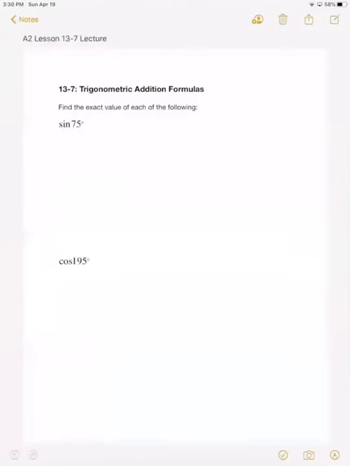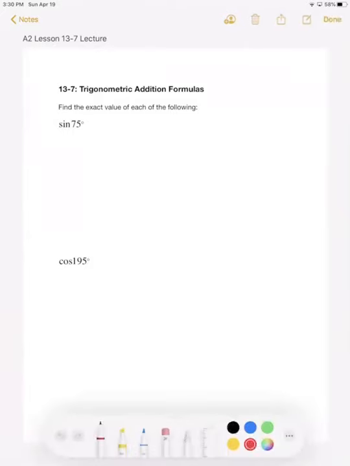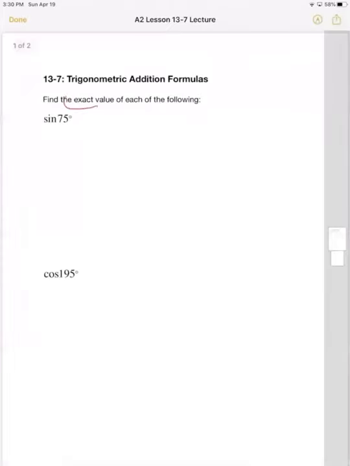Okay, now let's move on to our lecture for today. It's really not going to take up a lot of time, but we want to find the exact value of each of the following. So that means we are going to be using our special triangles. Now, the sine of 75, let me just start by saying there is more than one way to do this.